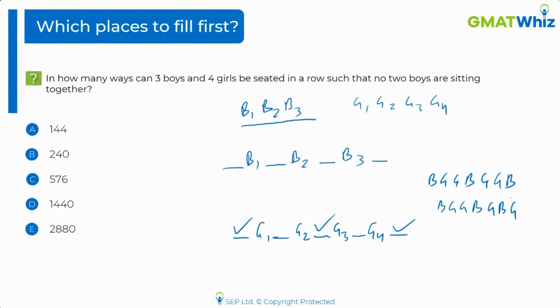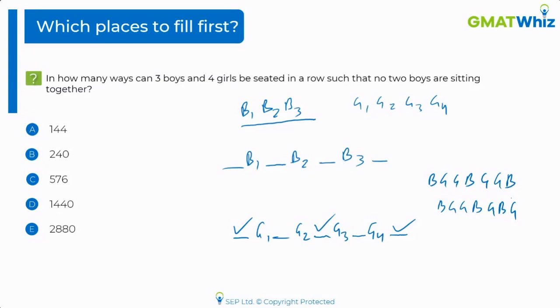So the constraint is simple. No two boys are sitting together. What basically it means is there are some girls sitting between the boys, among the boys, is how I will put it. So for those of you who marked choice A, you made an error with this. You went ahead with the first approach.